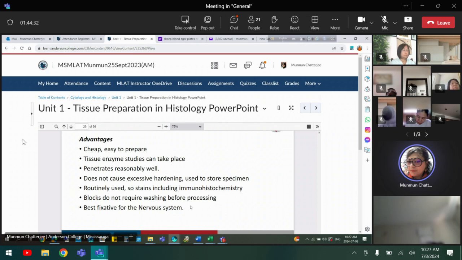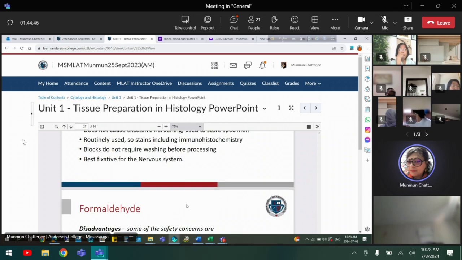Blocks do not require washing before processing. You are going to learn what a block is: when you take the tissue, you have to make the block for cutting. That's why blocks do not require washing before processing. It is also the best fixative for the nervous system.